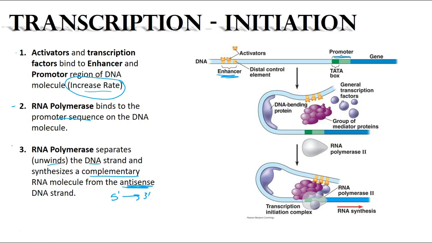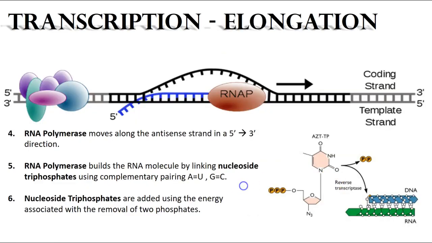Okay, so we've got activators here and transcription factors here. They're going to bind not only to the enhancer region, but the promoter region of the DNA molecule, giving RNA polymerase the place to bind in order for RNA polymerase to synthesize that molecule of mRNA in a 5' to 3' direction. Okay, that is initiation.